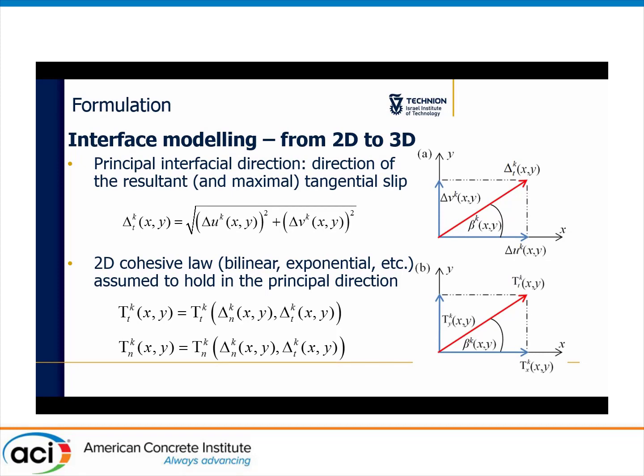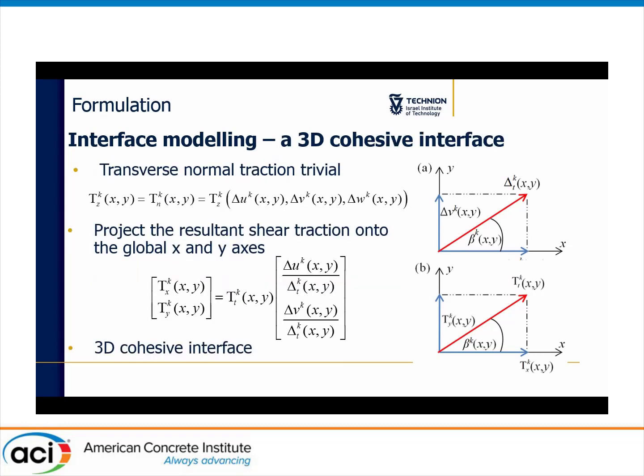After defining this principal interfacial direction, we assume that a 2D cohesive law, which we have many models for, applies in this direction, and of course in the direction transverse normal to the screen, which is the z direction, which stays the same. Now, this two-dimensional cohesive law can be bilinear or exponential. It can be any particular model.